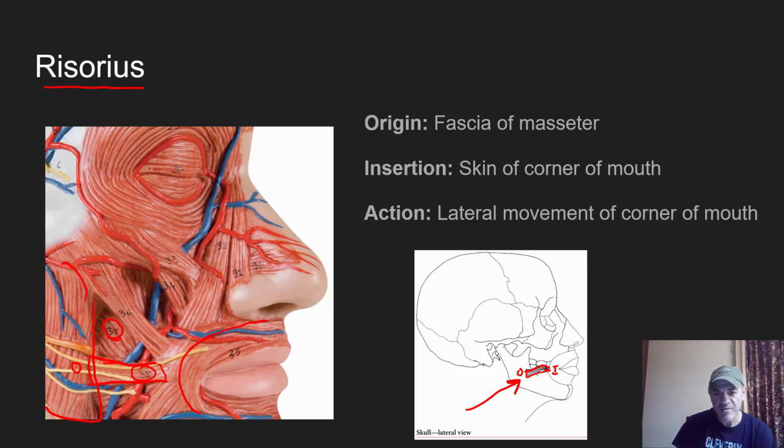Okay, so that means when this muscle contracts, we're going to pull that corner of the mouth laterally or outward. So this pulls both sides of the mouth back towards the ears. So again, the origin is the fascia of the masseter, that large cheek muscle back over here. And the insertion is going to be the skin of the corner of the mouth, and the action is to pull the corners of the mouth back, straight back.